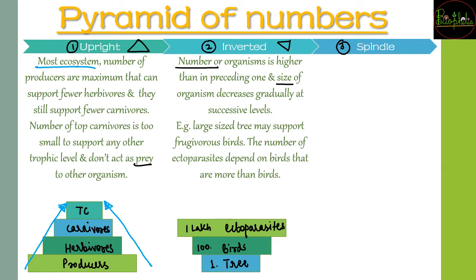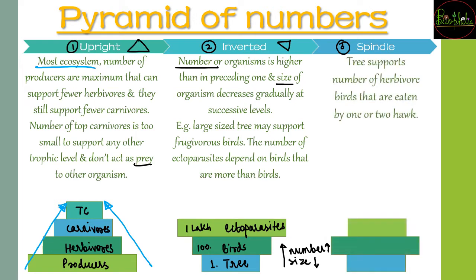With this example you can also understand that as you go up from the base, you are going to see that the number is going to increase, whereas the size of the organism is going to decrease. That is the characteristic of the inverted pyramid of numbers. Third is the spindle shaped pyramid, where you are going to see that the base and the topmost are going to almost be equal, whereas the intermediate ones become broadened.